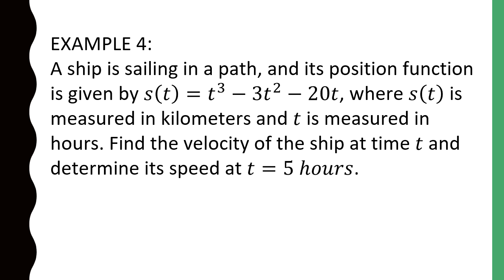Again, you may pause this video if you want to solve example 4 on your own. Okay, now let's discuss how we solve this. A ship is sailing in a path and its position function is given by s of t equals t cubed minus 3t squared minus 20t, where s of t is measured in kilometers and t is measured in hours. Find the velocity of the ship at time t and determine its speed at t equals 5 hours.